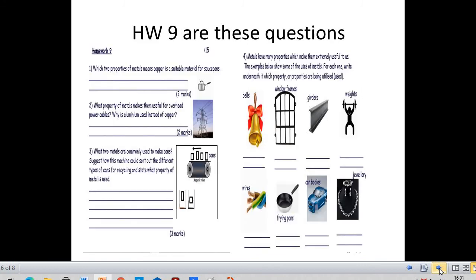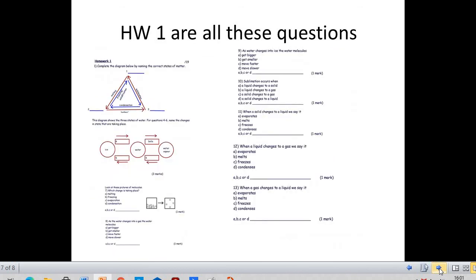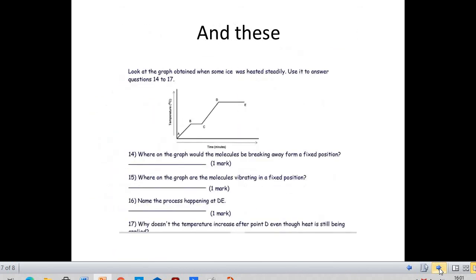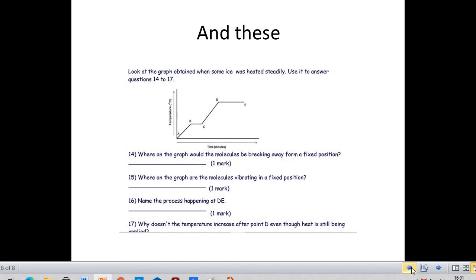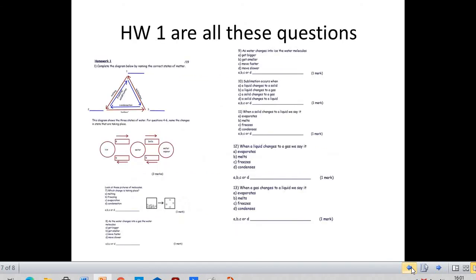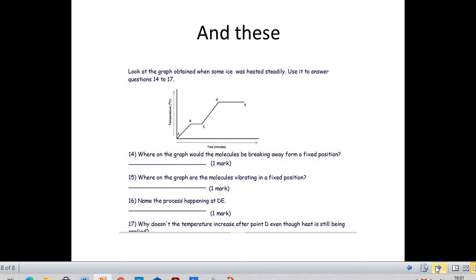So homework 9 looks like this. There's 2 pages for that. That's on metals. And then I would like you to do homework 1, which I think is a few slides and a few pages long. So there's homework 1, 3 pages there I think, and then this is the last page. So that's lesson 4 for year 9.